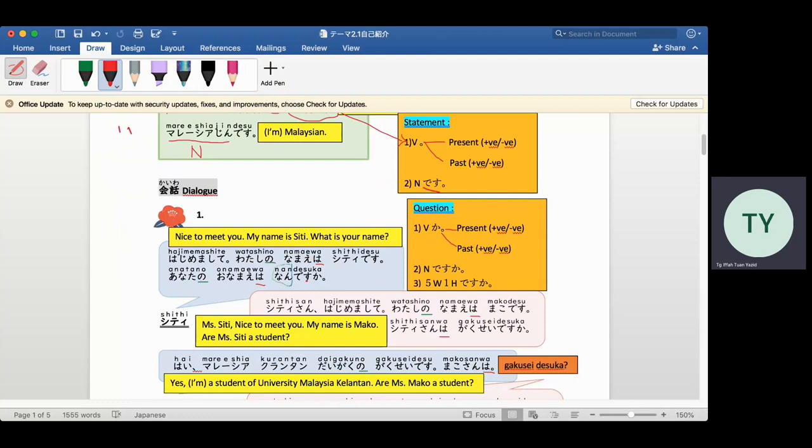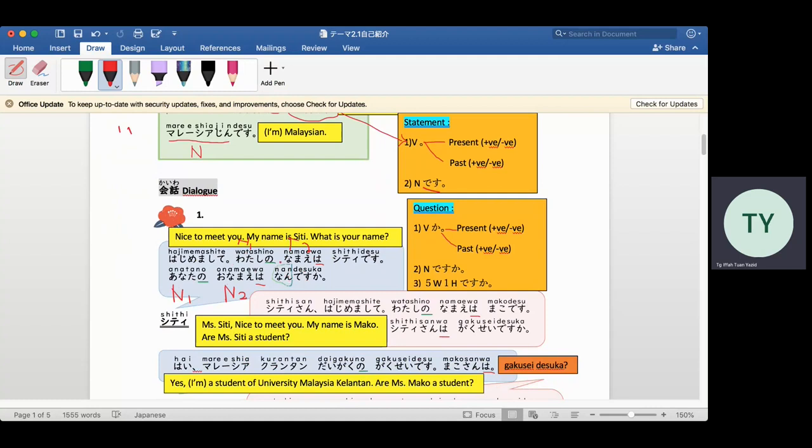Anata no namae wa nan desu ka? Anata no, your name. So again, watashi is N1. Okay, same as above. And namae is N2. Anata is N1, namae is N2. So N1 modifies N2: namae modifies anata, namae modifies watashi. So in between you put no. Anata no namae, your name. Wa nan desu ka? What?